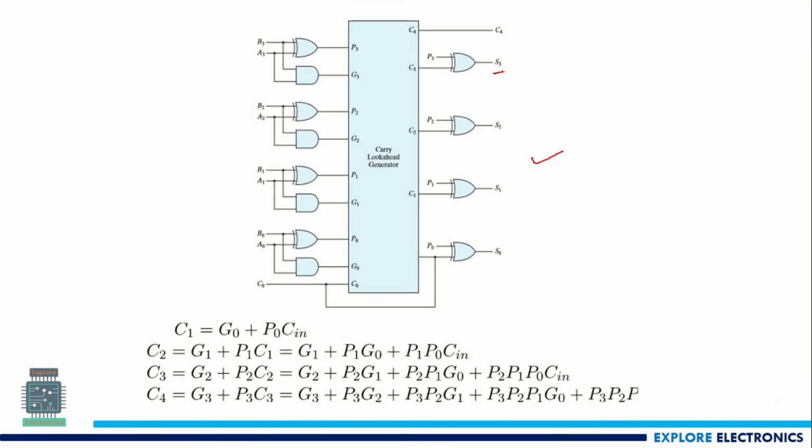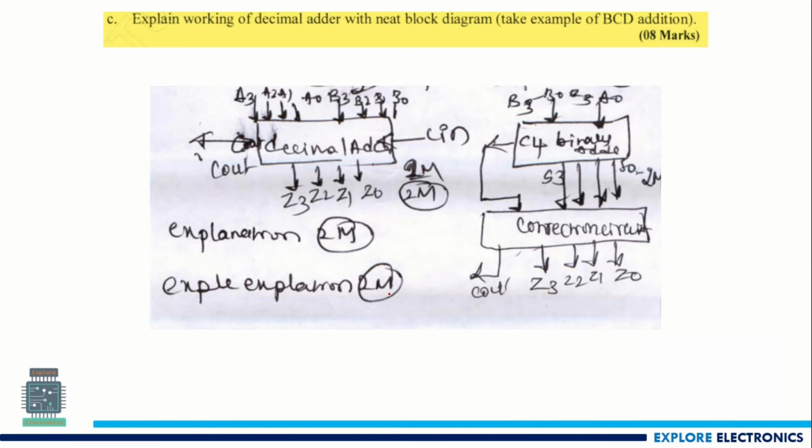It clearly shows how the sum of each bit is going to be calculated. And the C1, C2, C3 and C4 expressions you need to write. These two diagrams are mandatory for this question.